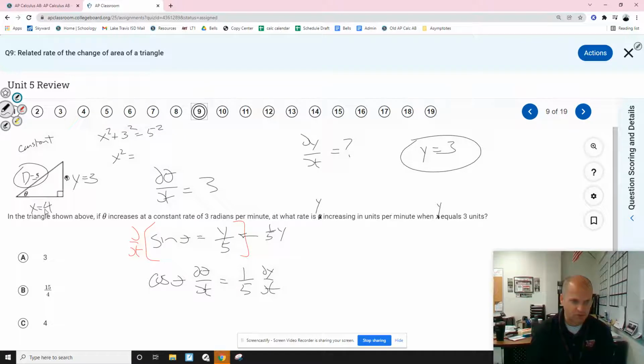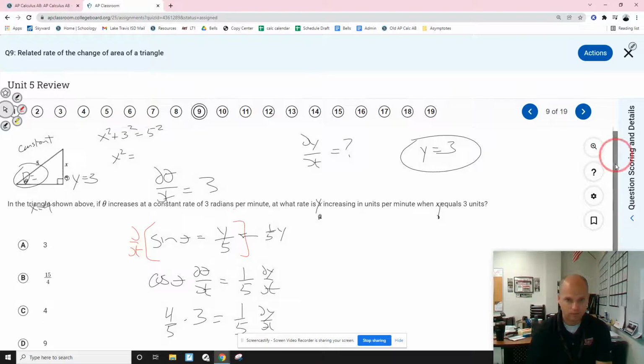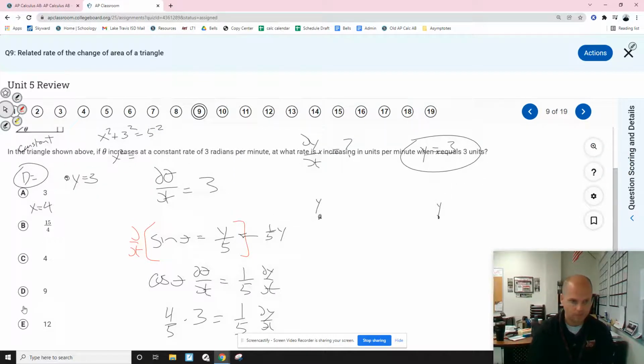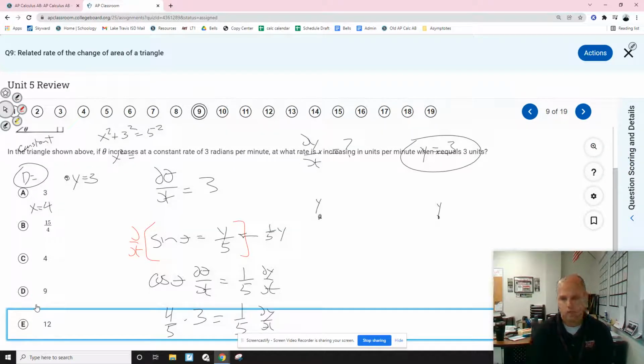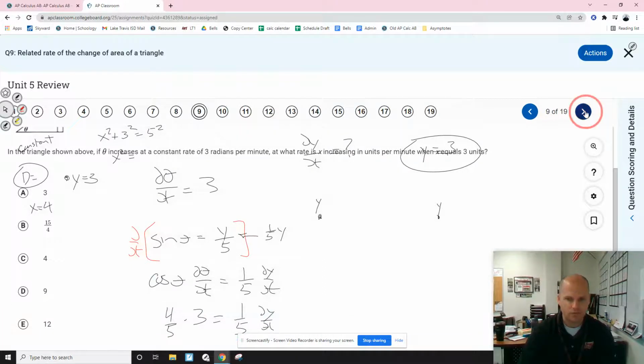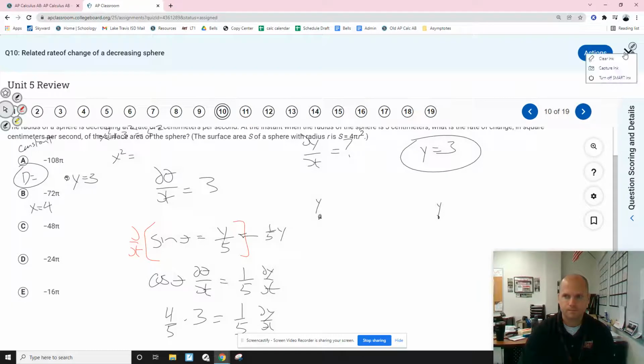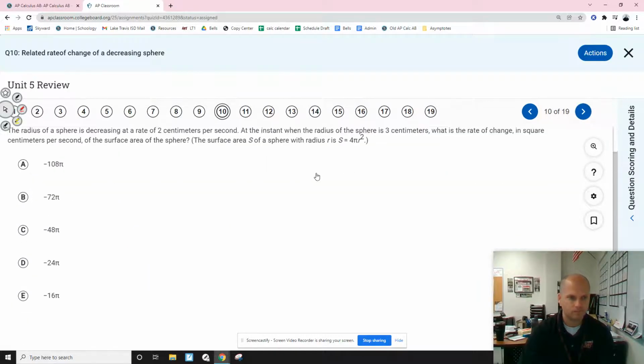The cosine of theta is adjacent over hypotenuse. It's x over d, 4/5. D theta/dt is 3. I'll find dy/dt by multiplying by 5. The 5's cancel. I just get 12. Let's hope we see 12. Yep, there's 12. Okay, good question, but different than what you've seen, and that's okay.